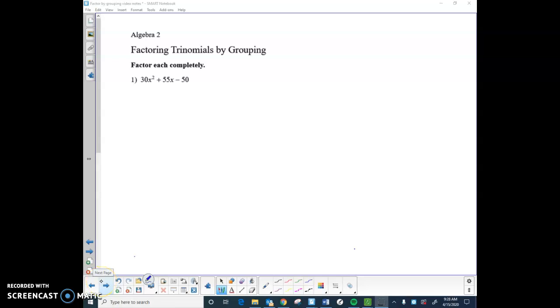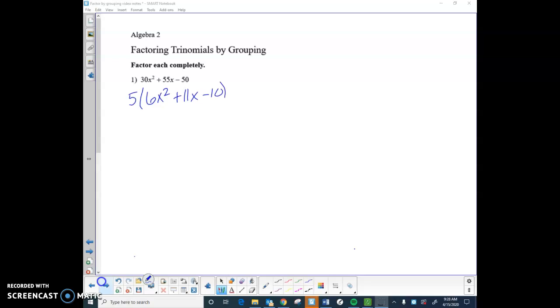All right, we're going to do the second half of the lesson, which is factoring trinomials by grouping. So these are our quadratics, mostly. The first thing that we're going to look for is a common factor that I can pull out. If I'm looking at this number 1, I've got a 30, 55, and a 50. Obviously, a 5 comes out of all of those. So I'm left with 6x squared plus 11x minus 10.